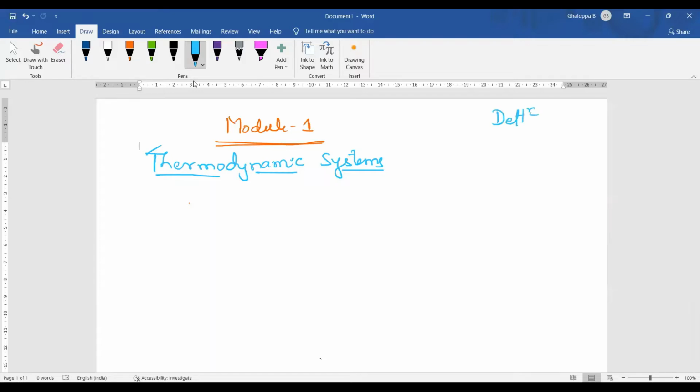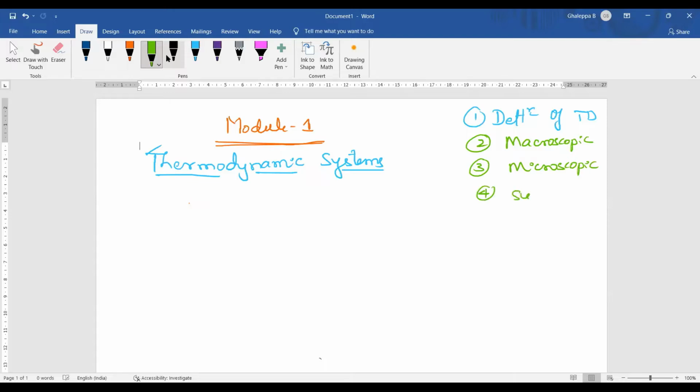Definition of thermodynamics, TD for thermodynamics. Second point, what we discussed, the macroscopic approach. Third point, the microscopic approach, definition of system, and surrounding. So these are the definitions we discussed in this module in the previous video lecture. System, surrounding, and a boundary. So these are simple definitions.